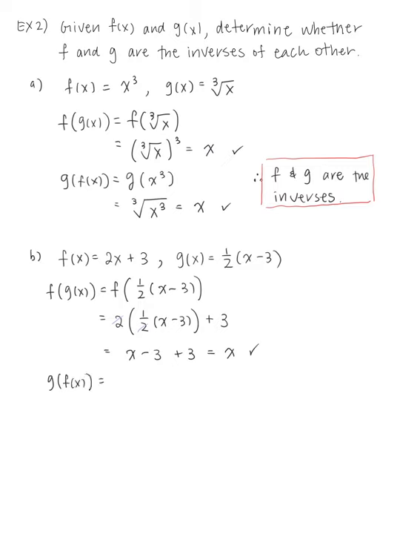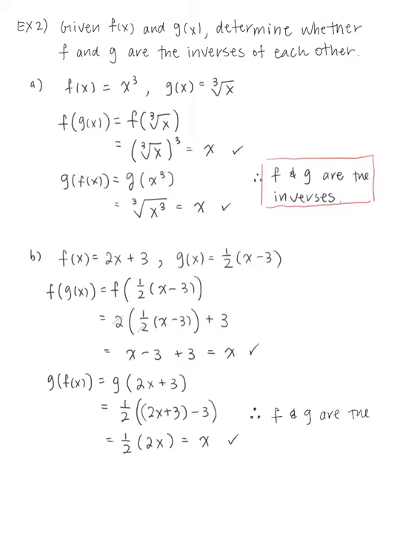Now what do we get? Our f of x is 2x plus 3, so that's the same thing as 1/2 times the quantity 2x plus 3, and then minus 3. Let's simplify what's in the parentheses first. You have 2x plus 3 minus 3, so that's just going to give us 2x. Multiply that with 1/2, and we get x back. So again, we say that f and g are inverses of each other.